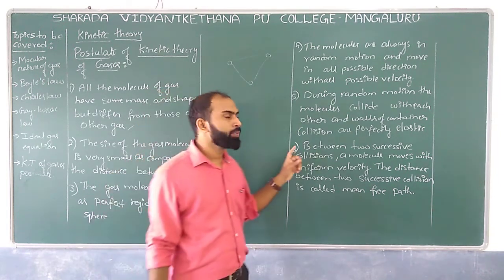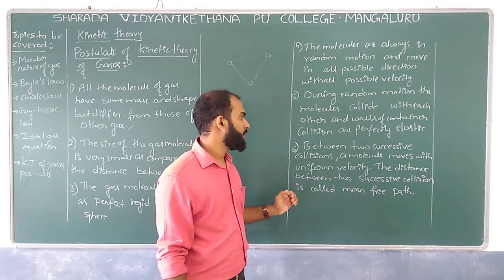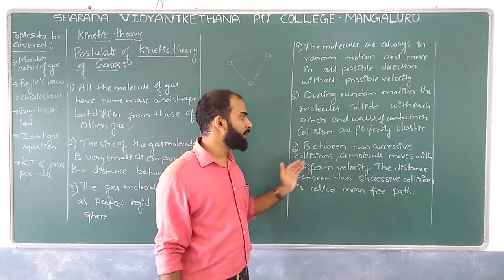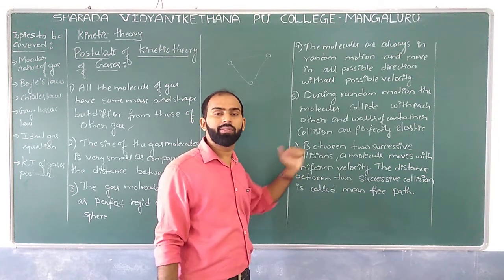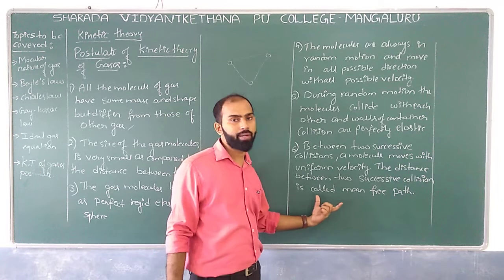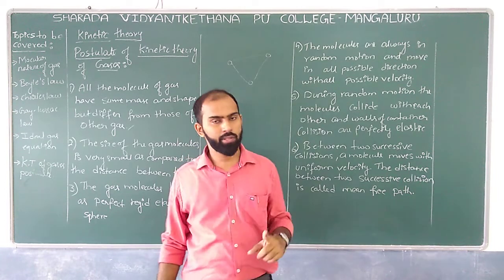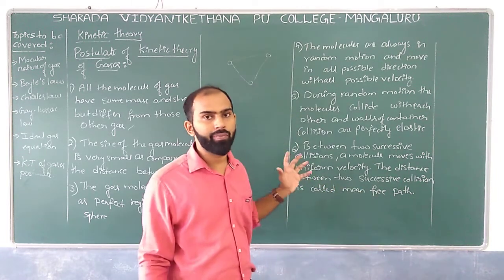Similarly, between two successive collisions, the molecules move with uniform velocity. The distance between successive collisions we call the mean free path. A possible one-mark question is to define the mean free path.